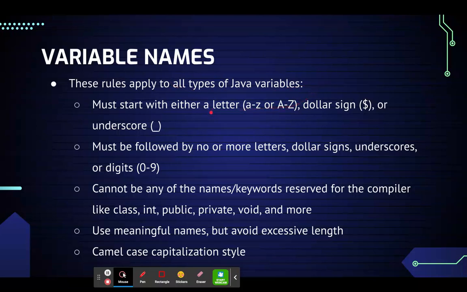So they must start with either a letter, A to Z, capital or not capital, it doesn't matter, a dollar sign, or an underscore. They must be followed by either no or more letters, dollar signs, underscores, or digits from 0 to 9. They cannot be any of the names or keywords reserved for the compiler, like class, int, public, private, void, and many more.